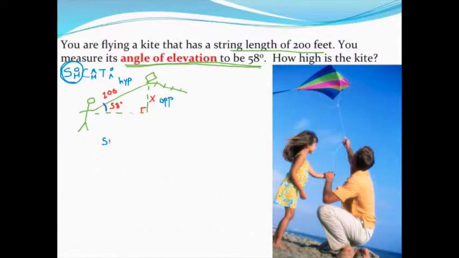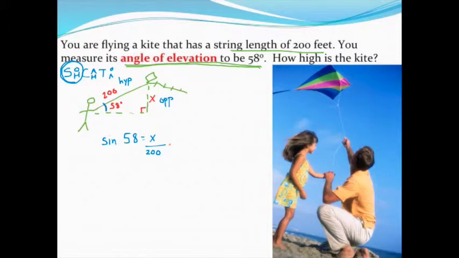I'm going to write sine, and then always of the angle, so 58, is equal to the opposite side, which is x, over the hypotenuse, which is 200. So there's the equation I want to solve. I showed you some ways in the last video to use proportions, and you can do that again if you want to. Otherwise, here's a cool trick for solving one like this.